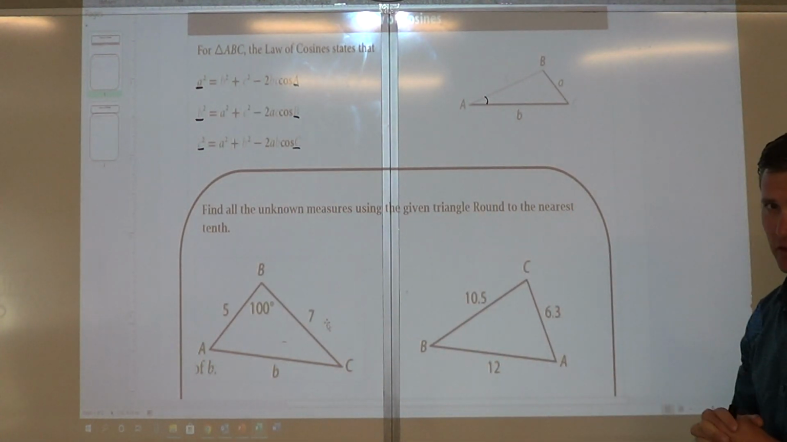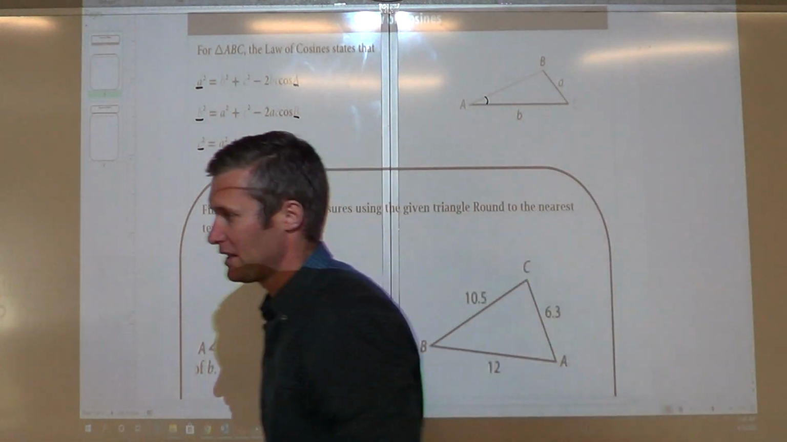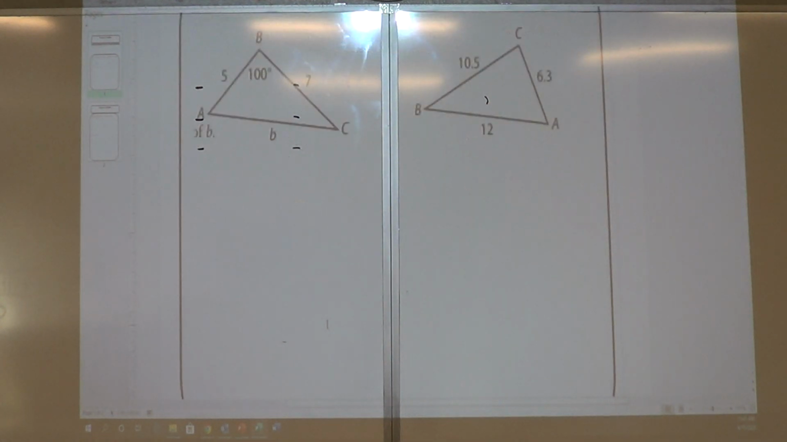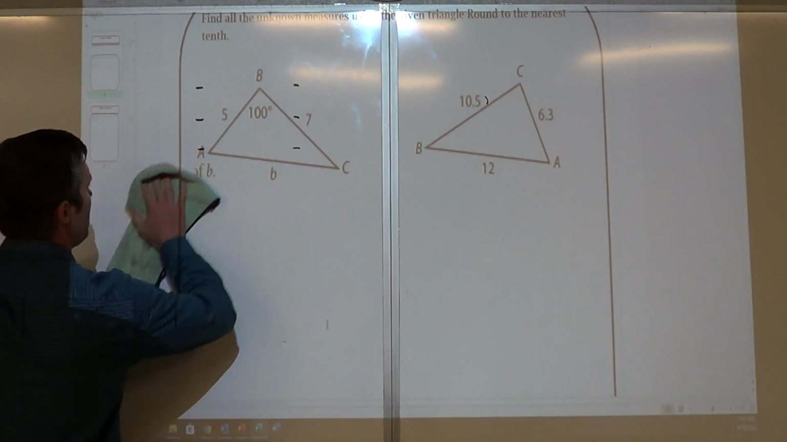So again, like the Pythagorean theorem, we got to know the hypotenuse. The other sides don't matter. Similar idea as we go through it. So we'll go through these. I have 3 examples for you, one in which we'll find the angle measurement.